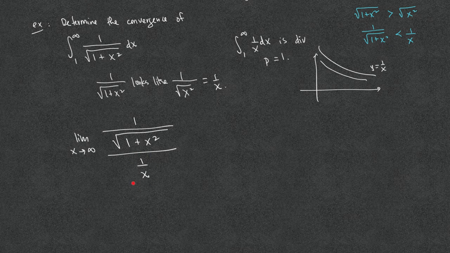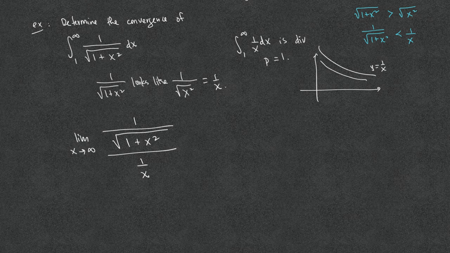For this g of x, the integrand of the integral that we use for the comparison, we must know whether the integral is convergent or divergent right away. For example, we use 1 over x because 1 over x is 1 over the square root of x squared, which looks very similar to 1 over the square root of 1 plus x squared. As x goes to infinity, these two functions behave almost the same. And we also know the integral of 1 over x dx from 1 to infinity is divergent.